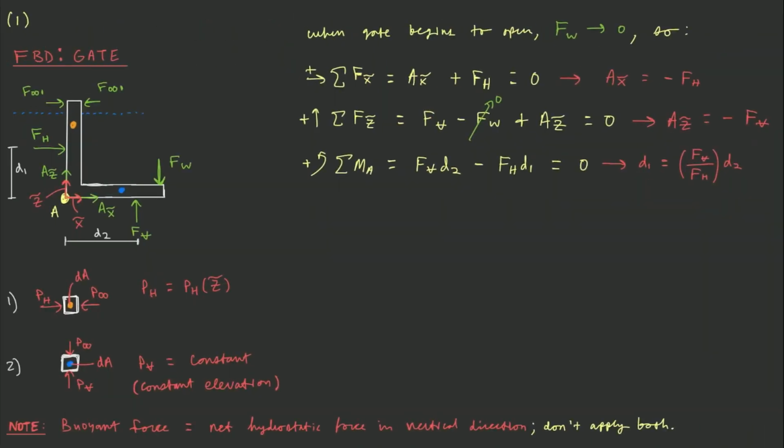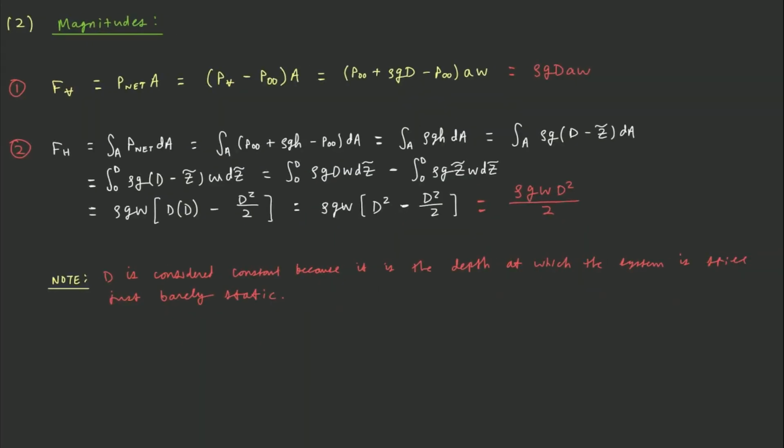FH is the force on this face right here, and this pressure increases linearly with depth. So what we need to do here is integrate that pressure over the face. FH is equal to the integral over A of P net dA. Again, P net is P infinity plus rho gh minus P infinity.